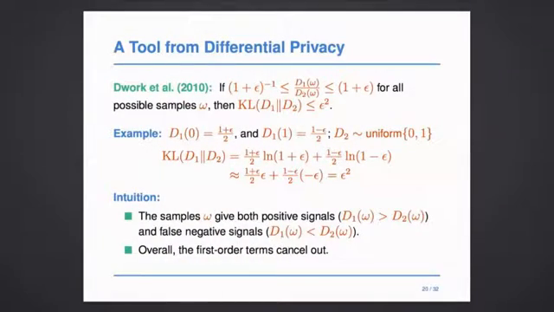Okay? So the KL divergence is just the expectation of the log of this ratio, right? The fact that this ratio is between 1 plus or minus epsilon basically says that the log is at most epsilon. So the trivial analysis will give you that the KL divergence is at most epsilon. So why epsilon squared? The observation is that these signals or samples that you get not only give you positive signals, but also give you false negative signals.